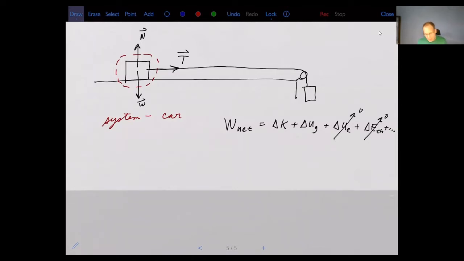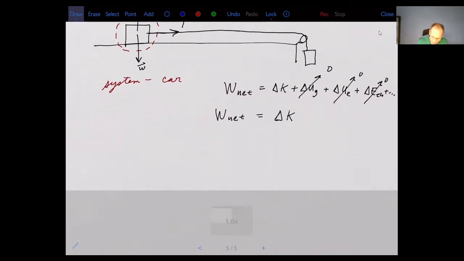It's not going up or down the track, and plus, we're just considering the car by itself, so there's no change in gravitational potential energy. So again, we can say that the net work done has to equal the change in kinetic energy. So that's similar to before. In this case, the net work done is going to be equal to 1/2 m v final squared minus 1/2 m v initial squared.